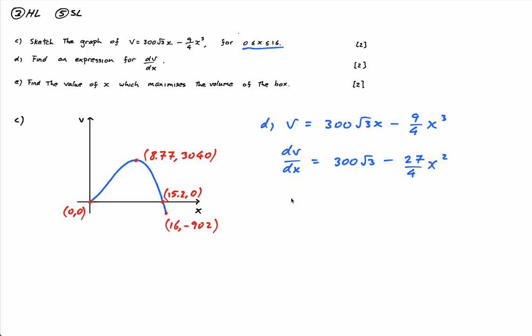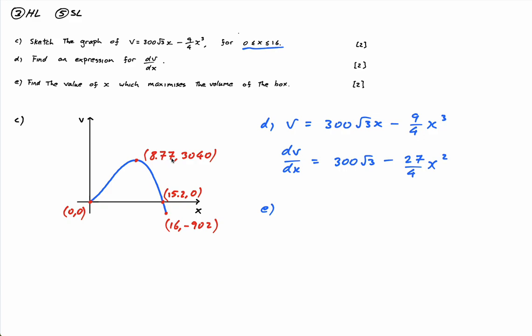That's dV/dx. And then for e, it says find the value of x which maximizes the volume of the box. Now sometimes they force you to use this derivative. You could say, well, where the derivative equals 0, that's where the maximum is. But it doesn't say I have to use that. So he just says find the value of x which maximizes the volume of the box. Well, we have it.